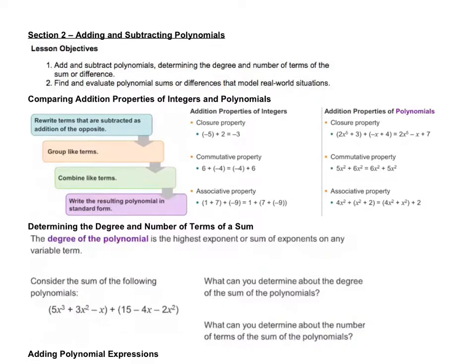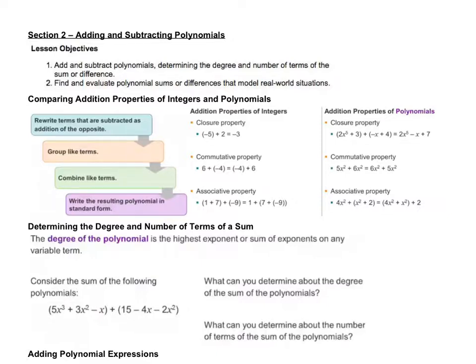Hello and welcome to yet another riveting video over the Algebra 1 course. This is Unit 8, Section 2, a section about adding and subtracting polynomials. We talked about what polynomials were and how to identify what types they were, but we can actually add and subtract them, and that's going to be a pretty useful thing for us.